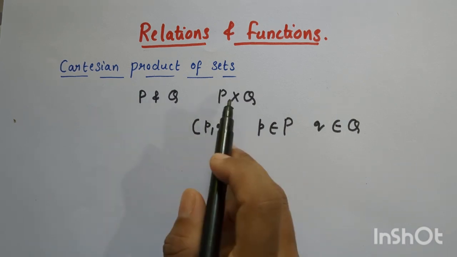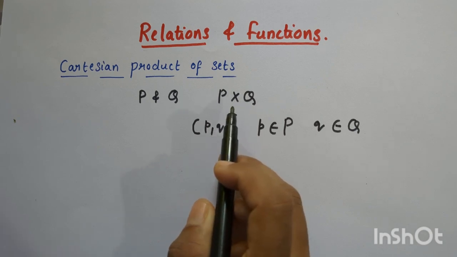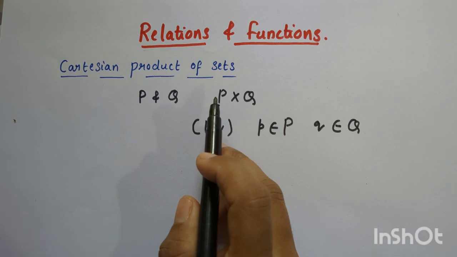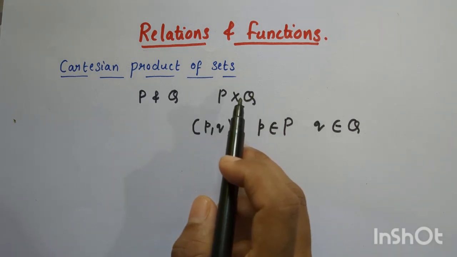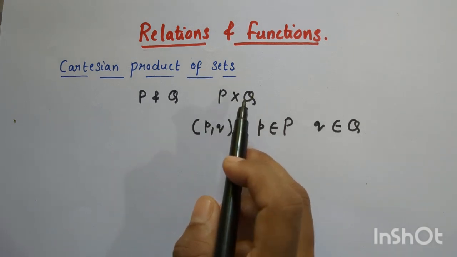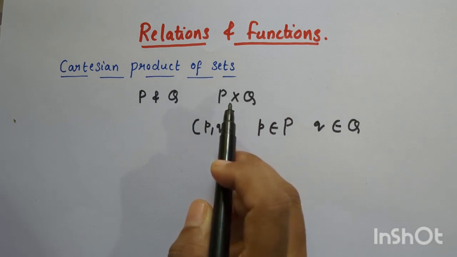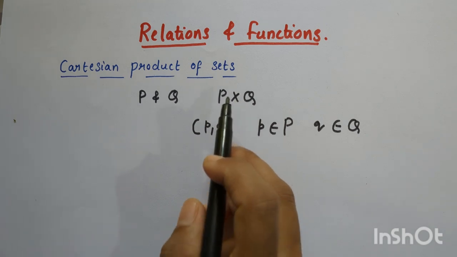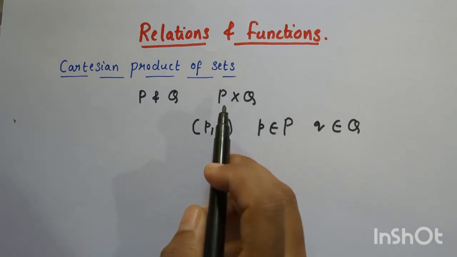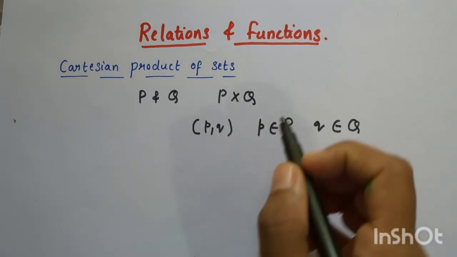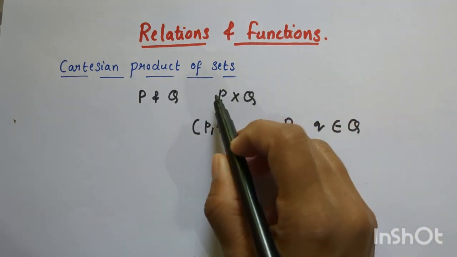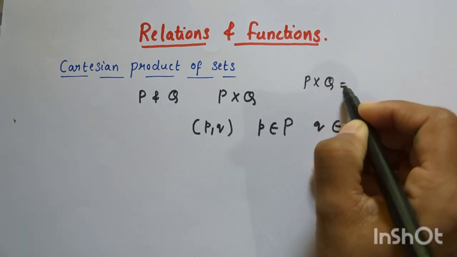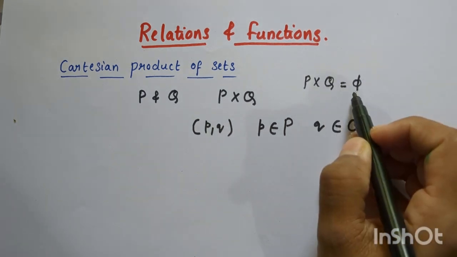And you see, this P cross Q, which is a Cartesian product of two sets, is formed by pairing each element of P with each element of Q. P and Q should be two non-empty sets. If either P or Q is a null set or an empty set, then the Cartesian product P cross Q will also be an empty set. That is, P cross Q will be equal to phi.